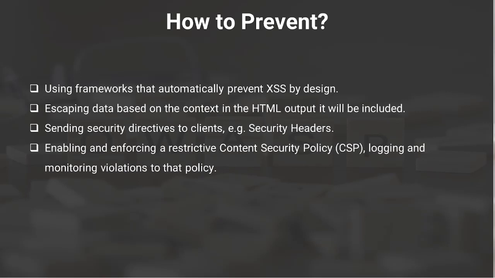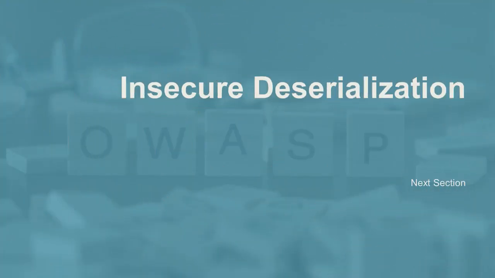Enforce server-side that security directives are sent to clients as part of responses. Consider adding appropriate security headers. Enabling and enforcing a restrictive content security policy will help mitigating XSS, as long as there's no other exploitable vulnerability to add malicious code. In our next session, we will discuss insecure deserialization. Until then, take your time to carefully read the cross-site scripting section of OWASP Top 10.